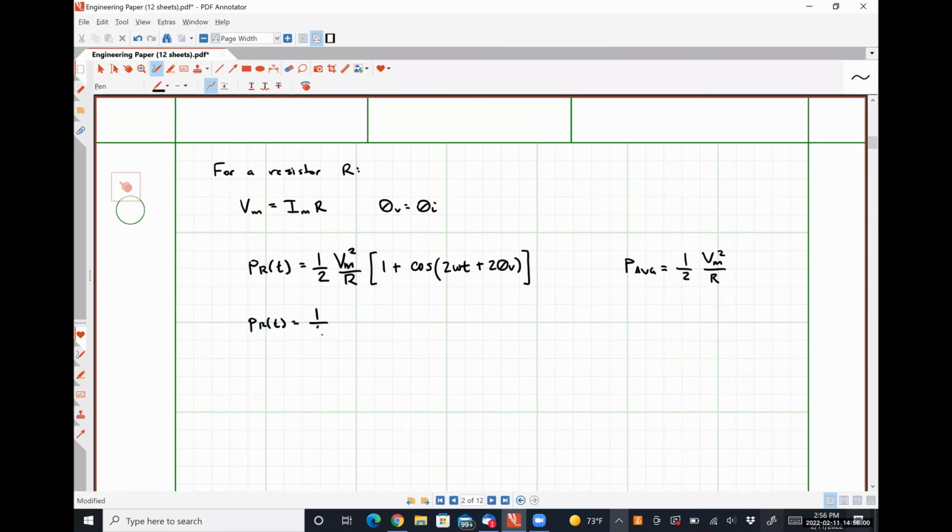We could express the instantaneous power absorbed by a resistor only in terms of our phasor current as well.